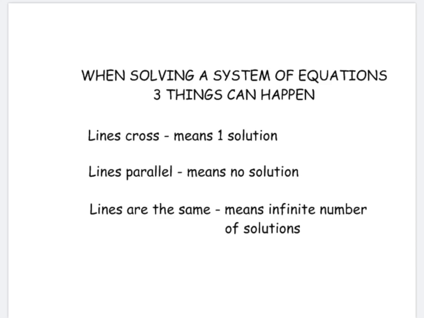So when you solve a system of equations, three things can happen. Your lines can cross each other, which means that there is one solution, and that solution is where the points intersect. The lines could be parallel, which tells you then that there are no solutions, or when you solve that equation you got a false statement. Or the lines could be exactly the same, which means that there are infinitely many solutions, or you got a true statement when solving it using an algebraic method.